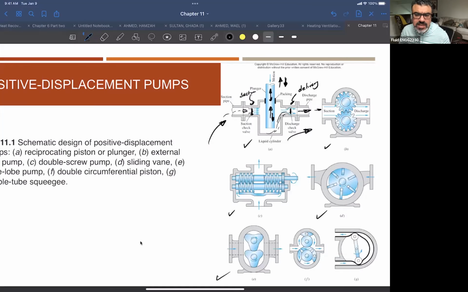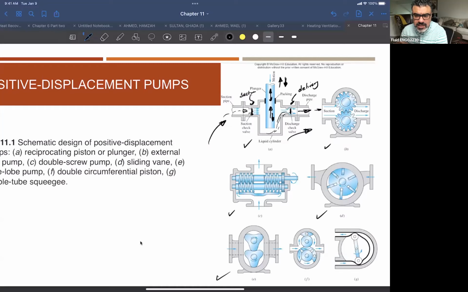It's not similar to the gas, right? So the liquid has to be pushed in this direction. And that's why we call this a positive displacement pump. Once you are pushing the liquid, the incompressible fluid, out, it has to go out, okay?